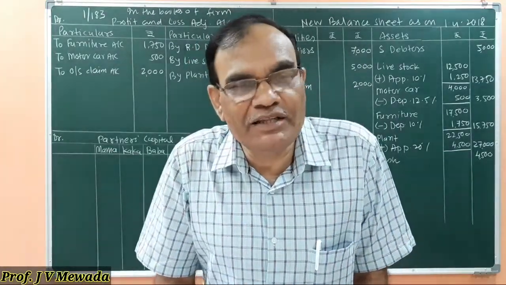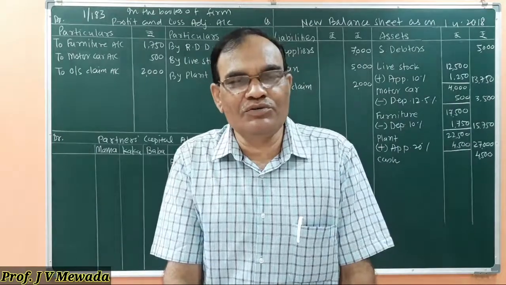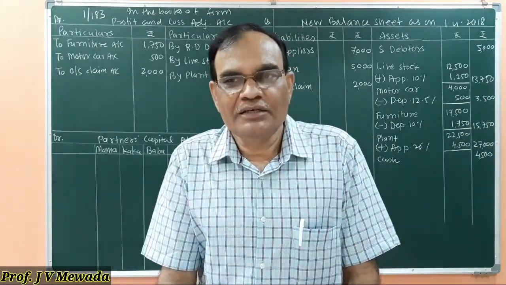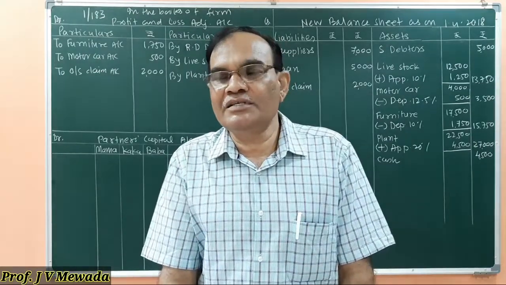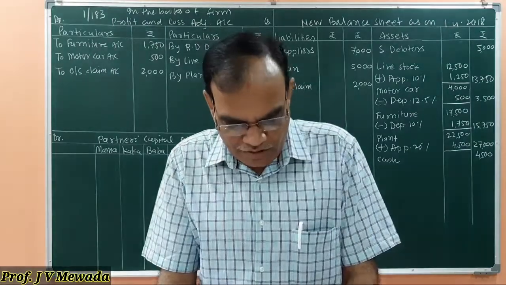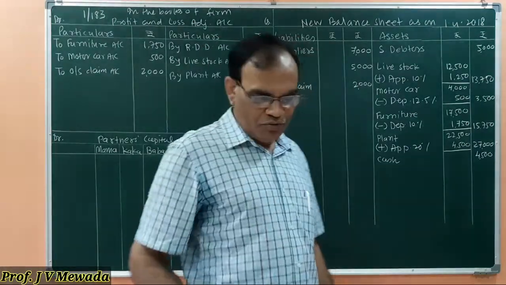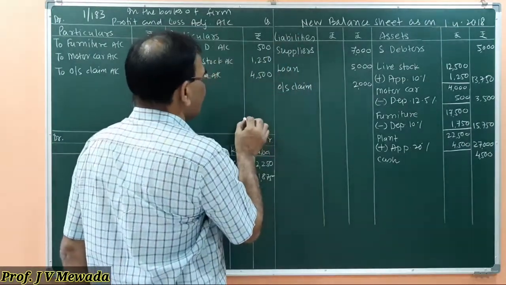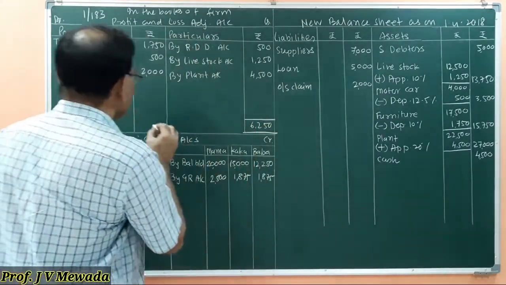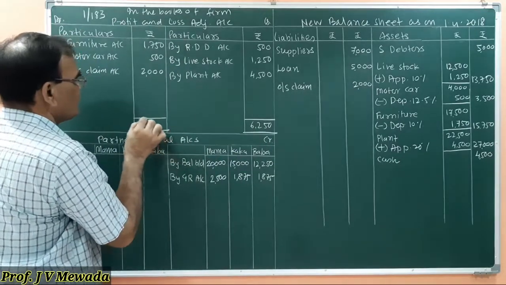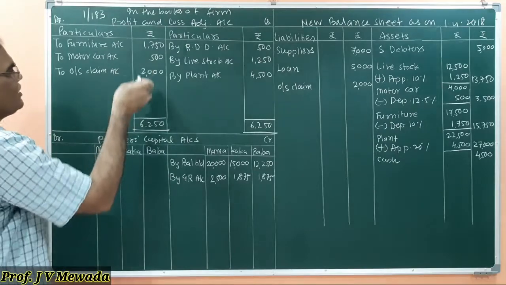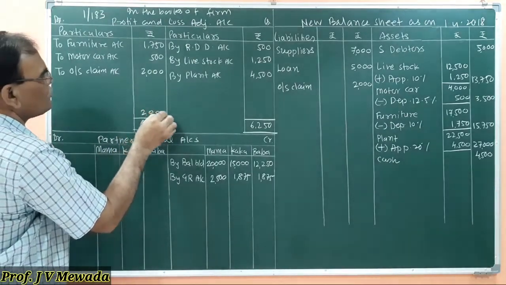So we have completed 3 steps: prepare the accounts, then transfer the items of balance sheet, revalue the assets and liabilities. Now close the revaluation account. So revaluation account total we are going to do. So on the credit side, the total is 6,250. So here also we'll write 6,250. And if we deduct, we'll get a difference of 2,000.